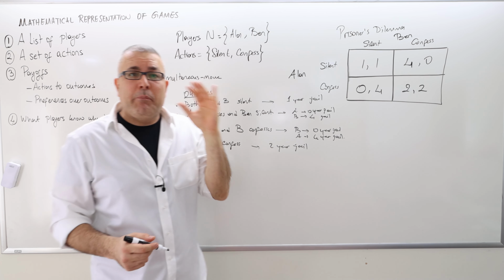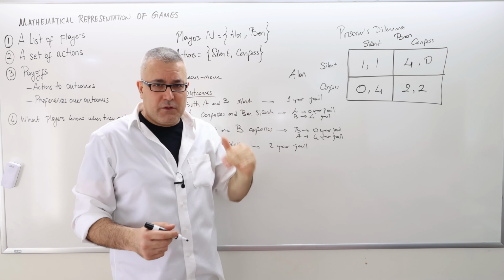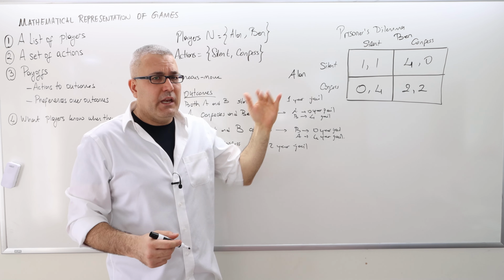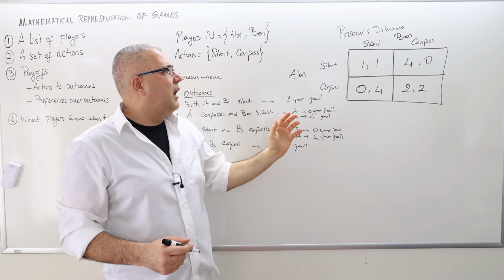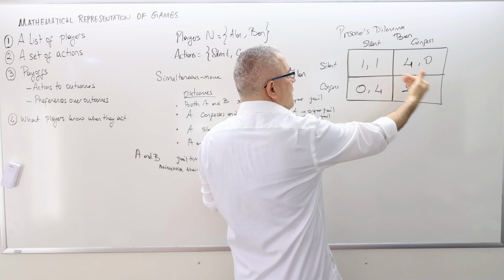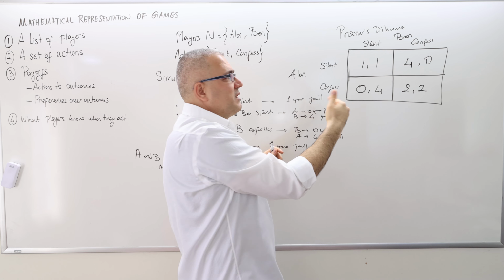So the 0 is the best for that reason. 1 is the second best, 2 is the third best, 4 is obviously the worst possible outcome for any of those players. And by the way, this is a symmetric game in the sense that if you put a mirror on the diagonal, you'll see that the payoffs are in a sense in a reflection.